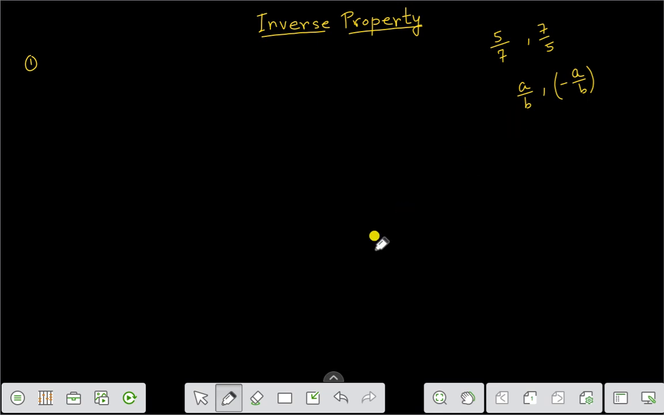The additive inverse of a by b is minus a by b. Or you can say, if a by b is a rational number, then there exists a rational number minus a by b.